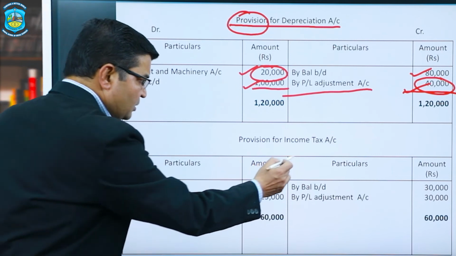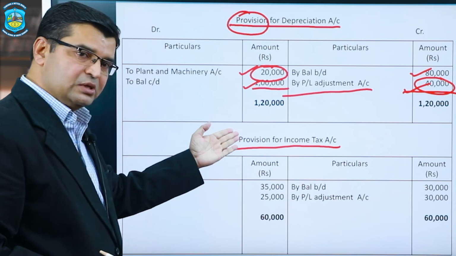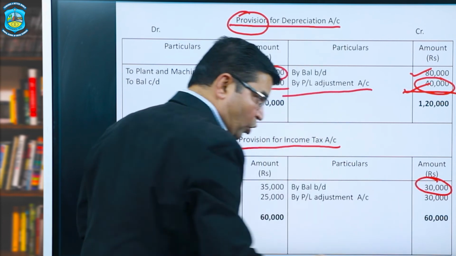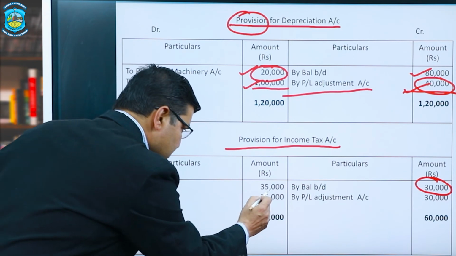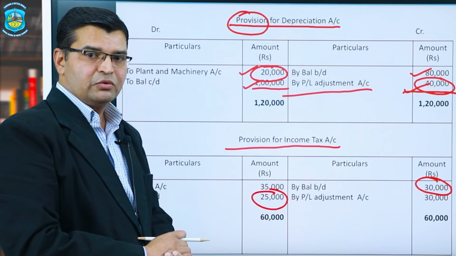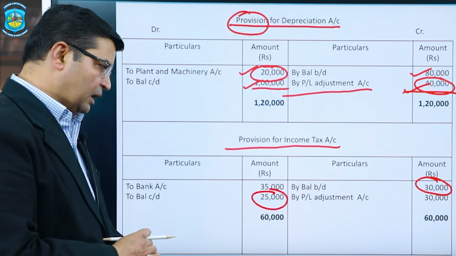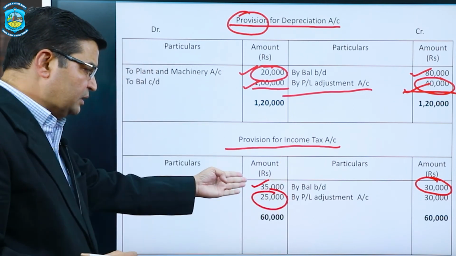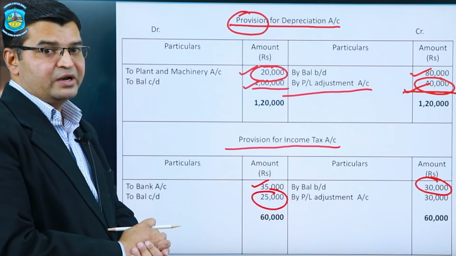Now next is provision for income tax. As all of you know, all types of provisions are liabilities. Again, we'll start from the credit side with the opening balance. So this 30,000 is the opening balance and this 25,000 is the closing balance of this provision for income tax, right? So after taking into consideration both the opening and closing balances, now we will check here this 35,000 rupees also. During the year, we are paying income tax worth rupees 35,000, which is part of the additional information.